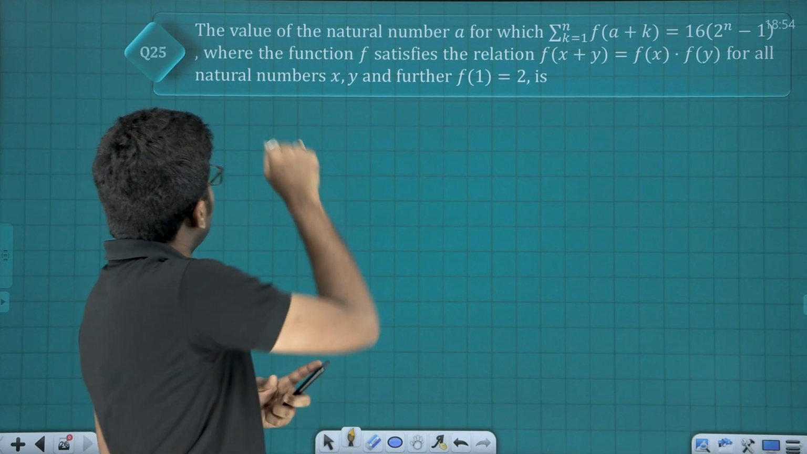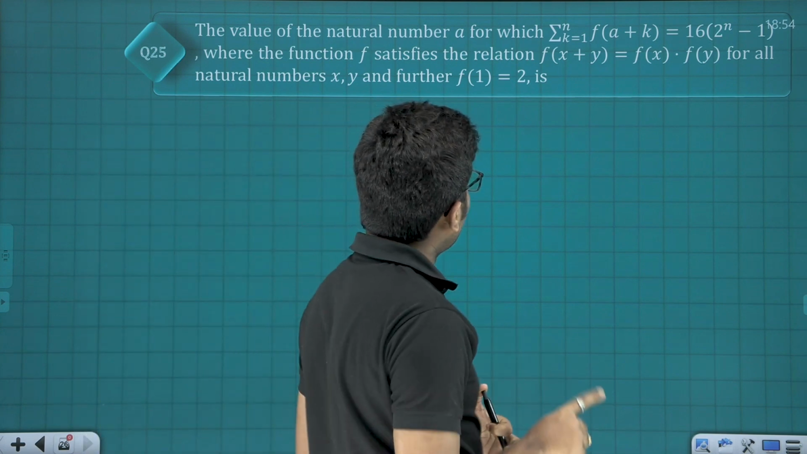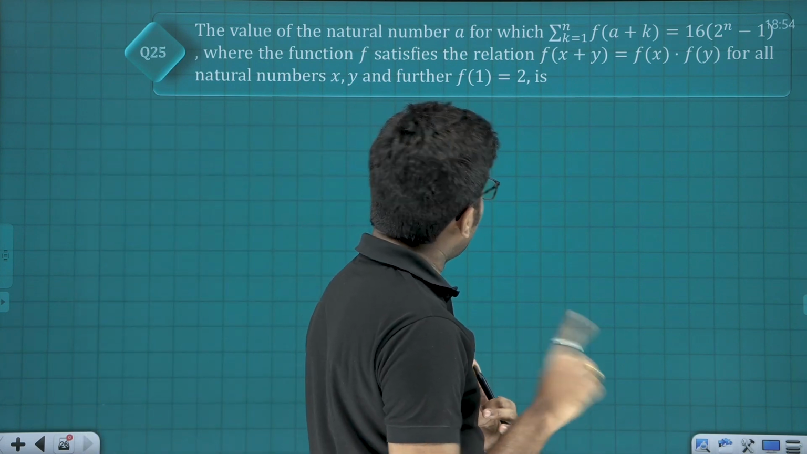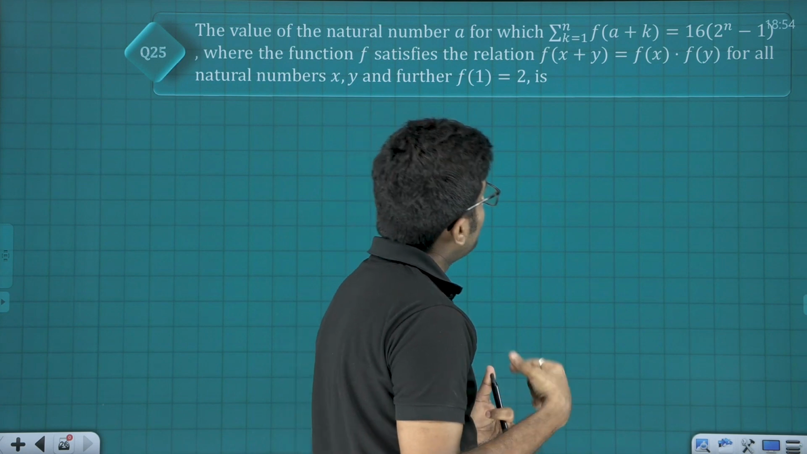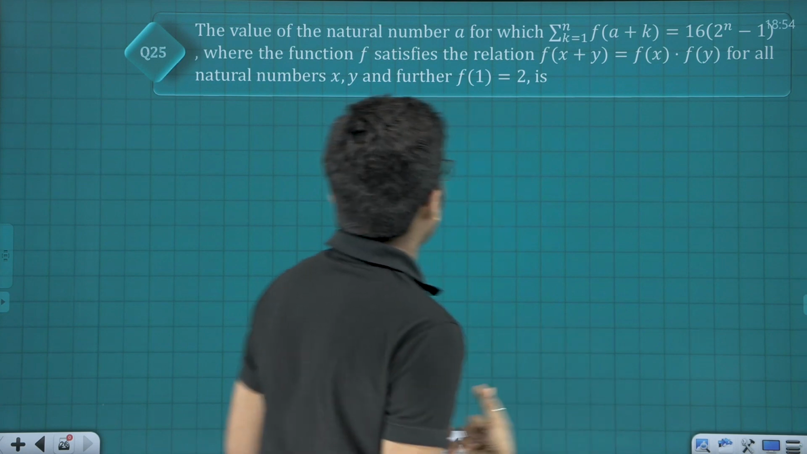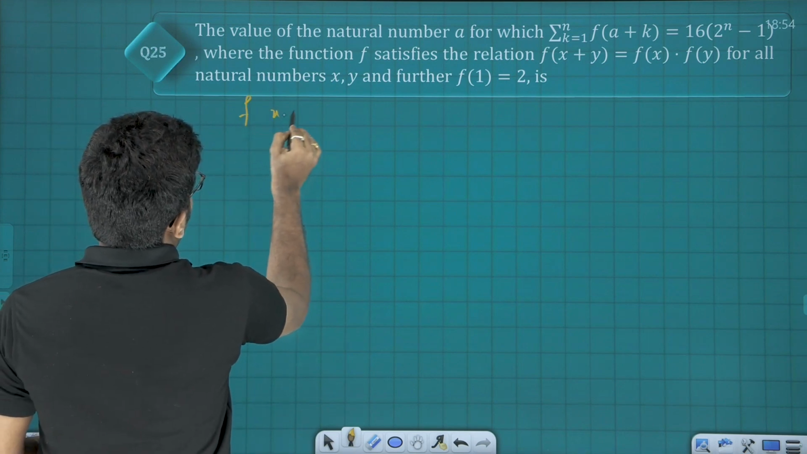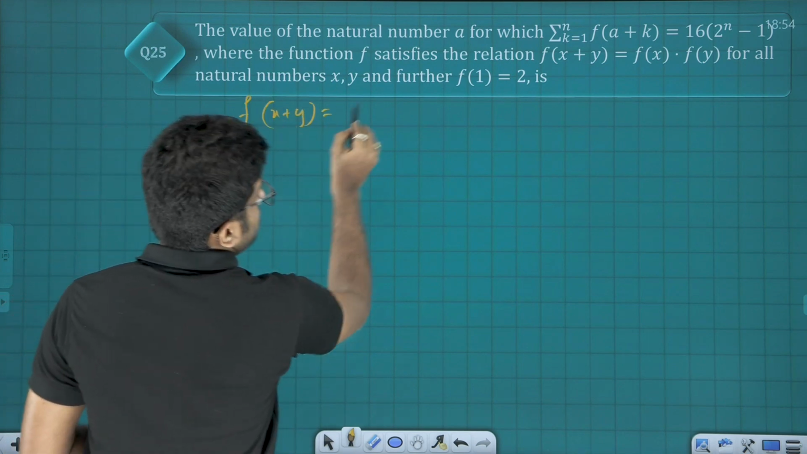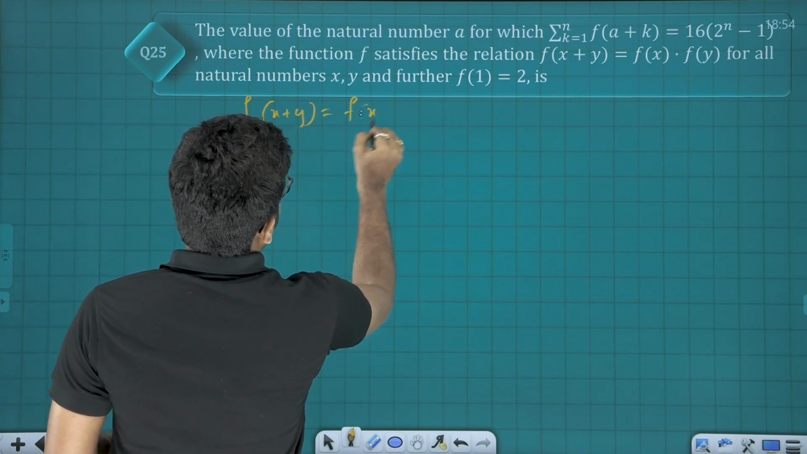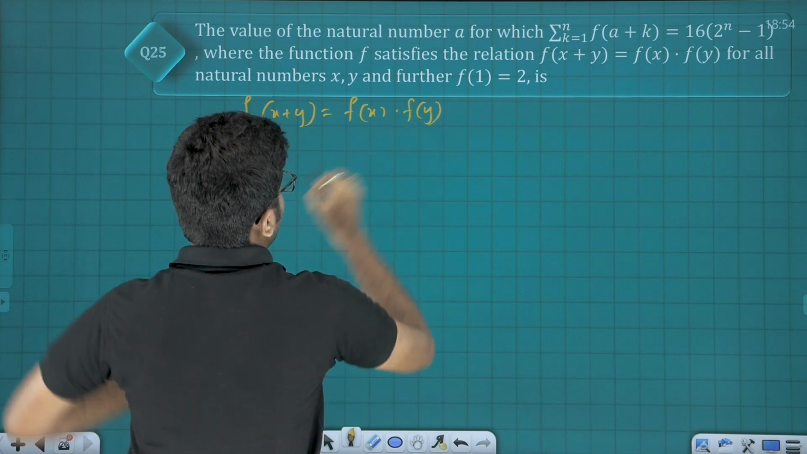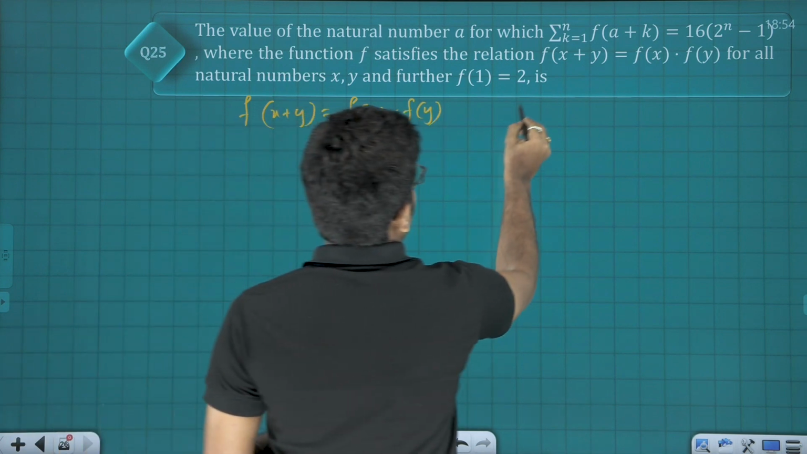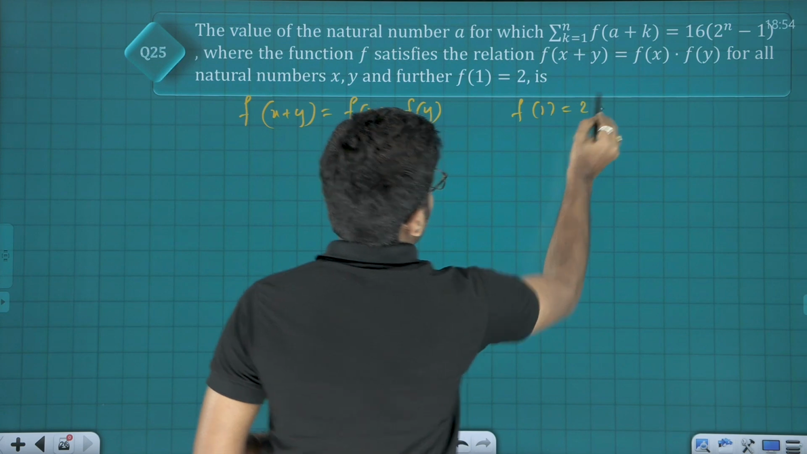Last question. Find the value of the natural number a for which the sum from k equals 1 to n of f of a plus k is 16 times 2 power n minus 1, where the function f satisfies the relation f of x plus y is equal to f of x into f of y. And they have given already f of 1 is equal to 2, friends.